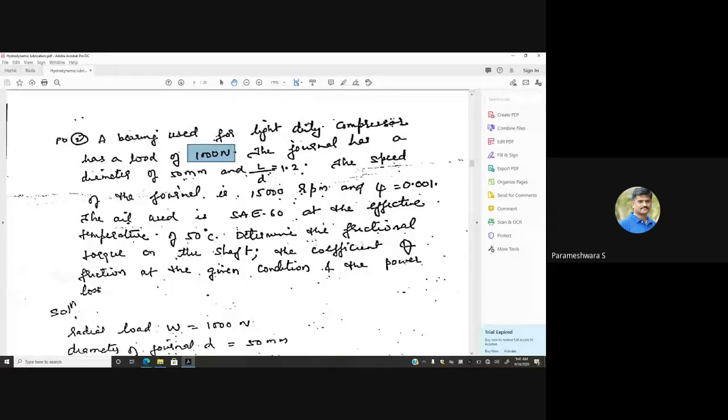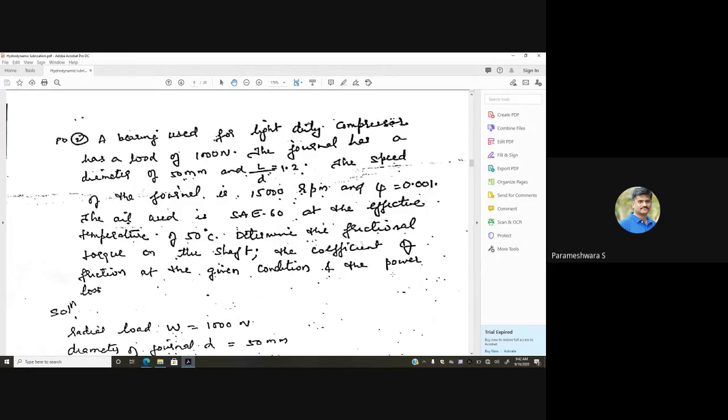Other details given in the problem: the journal is rotating at 15,000 rpm, very high speed, revolutions per minute. And the diametrical clearance ratio psi is given, that is 0.001. The oil used is SAE 60. So it's an automobile oil, heavy duty oil, SAE 60 at the effective temperature of 50 degrees Celsius.